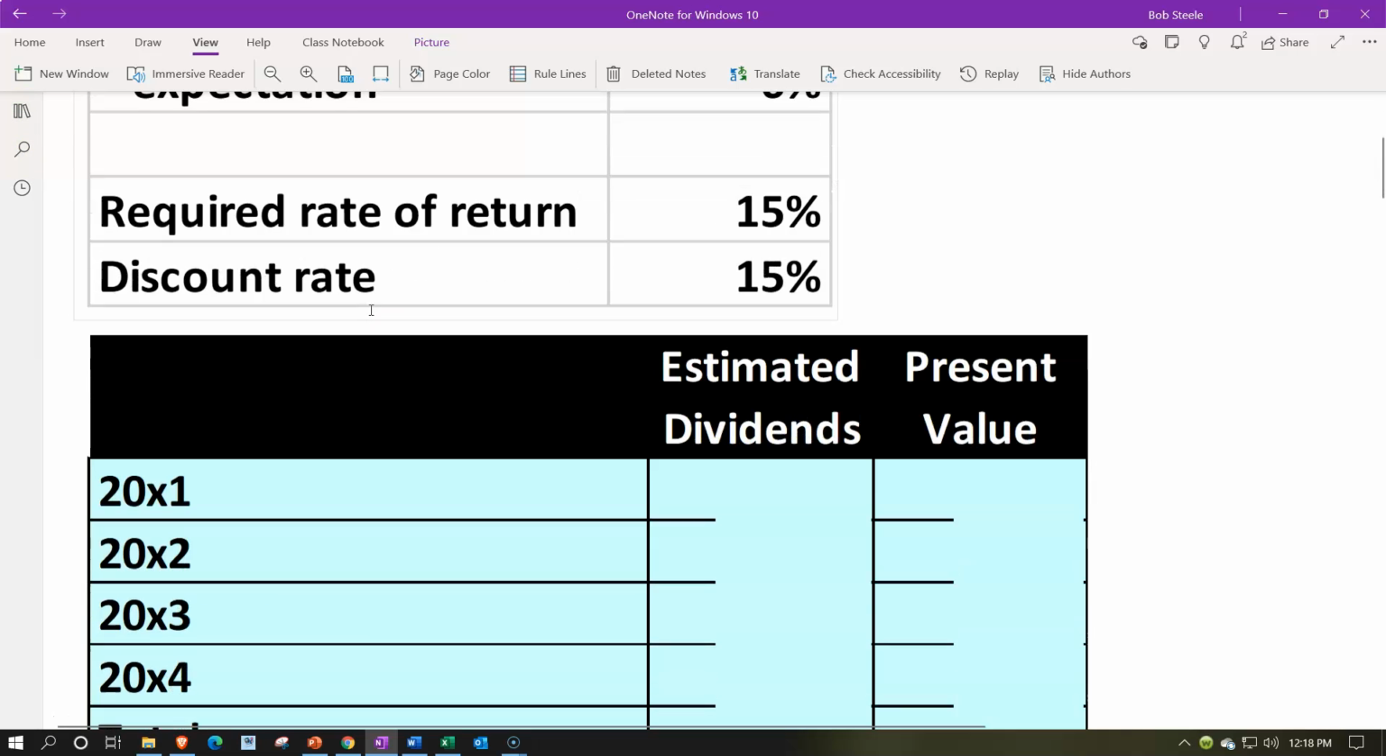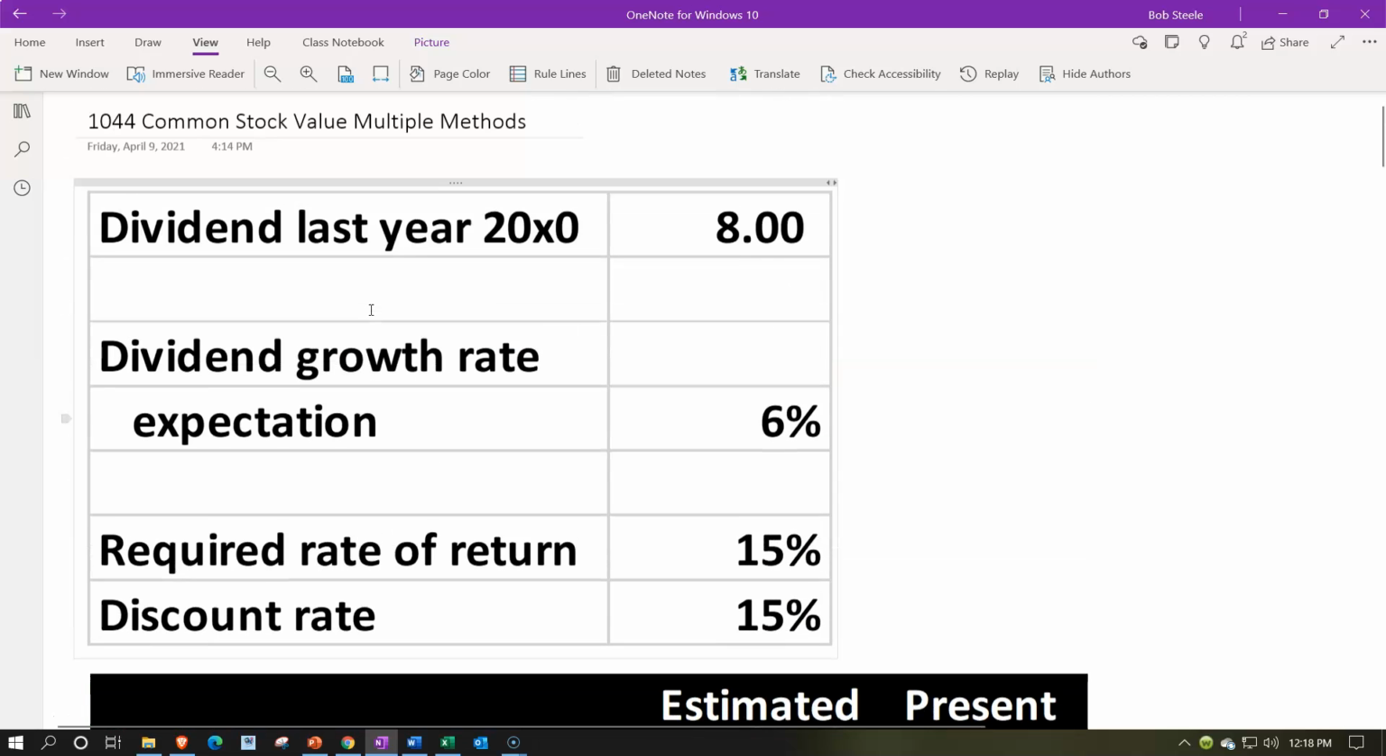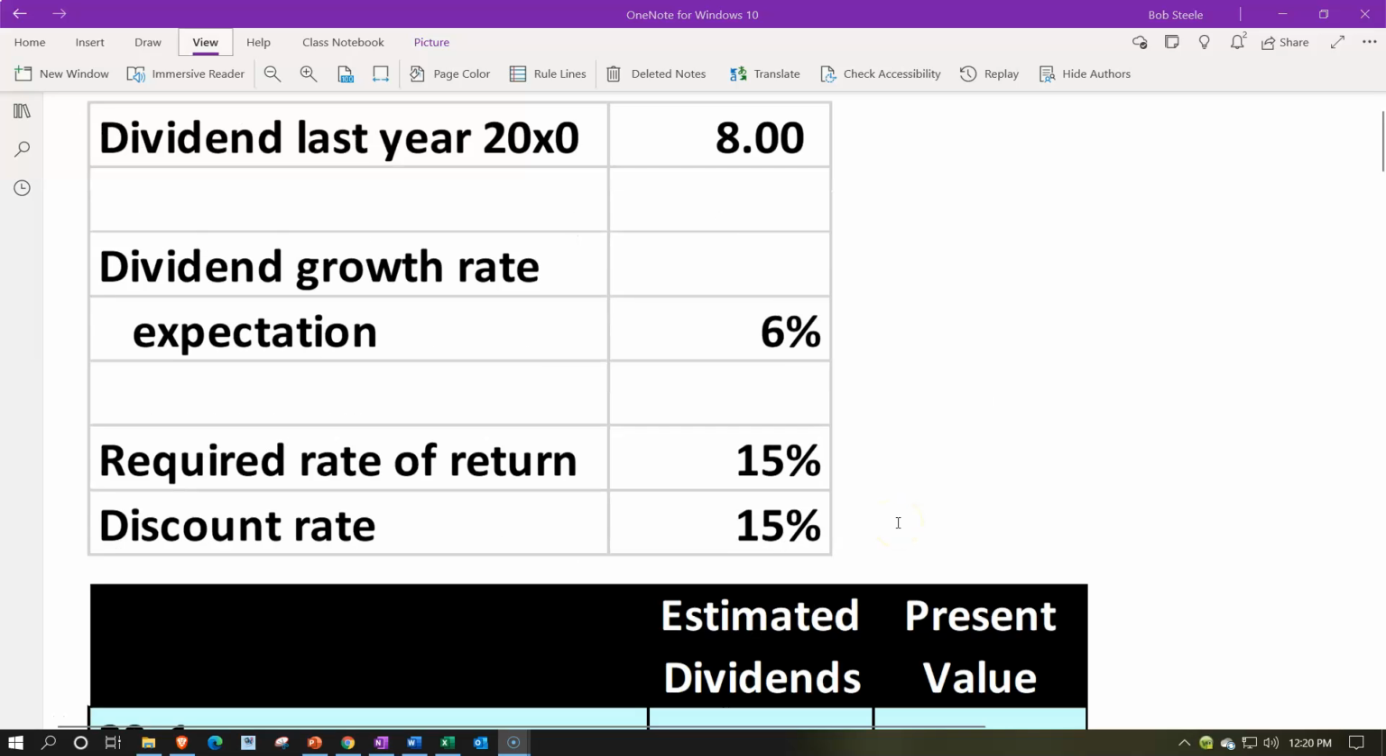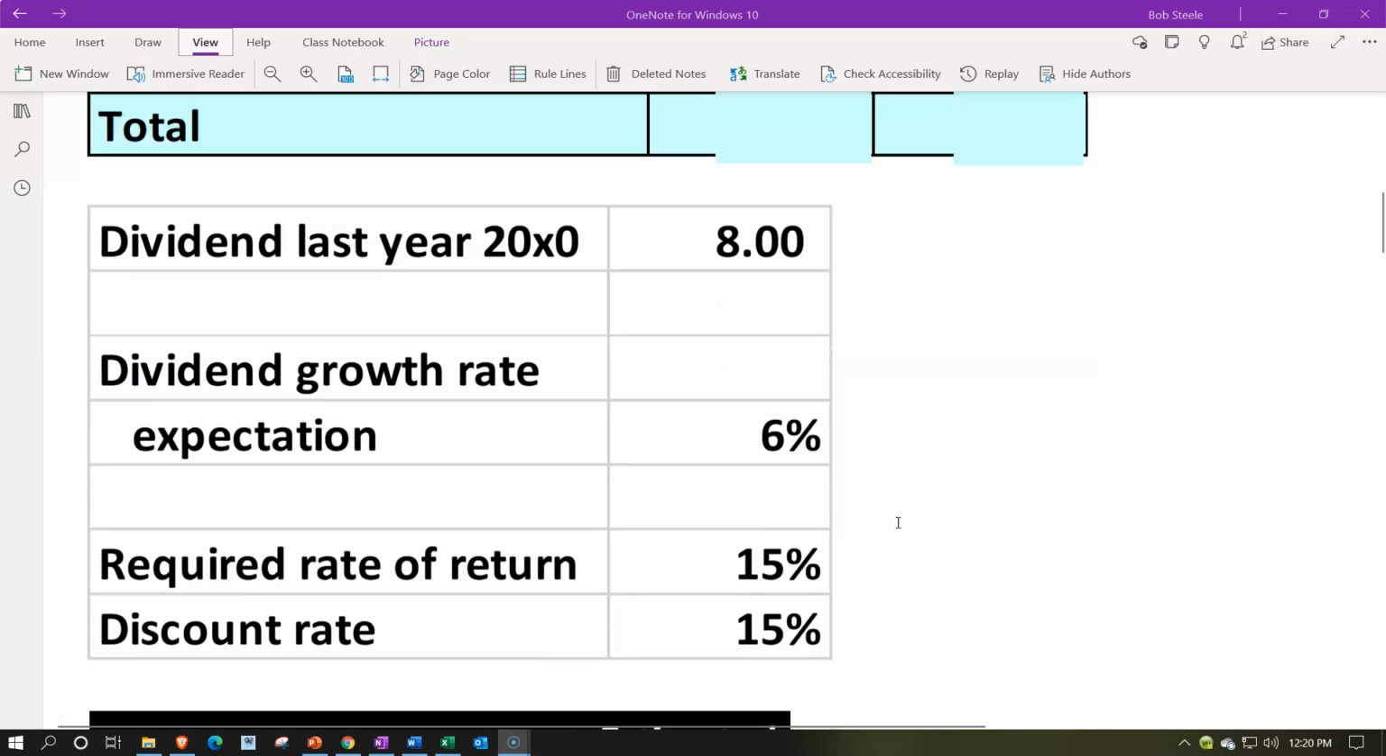We're going to go through the calculations then in the blue on down below. So we have the dividends last year, 20X0, which we're going to assume are $8. The dividend growth rate expectation is 6%. We're also going to assume standard growth that's going to mirror the dividend growth rate of 6% as well. Required rate of return and discount rate, both 15%. Now I'm going to scroll down a bit.